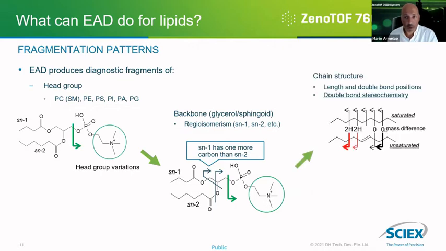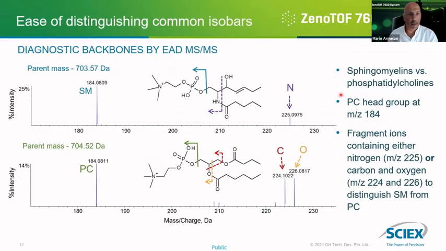Ideally, at the end, we would like to be able to fragment the fatty acid in order to determine the double bond positions and ultimately determine the stereochemistry of that double bond, whether it's cis or trans. So starting from the first example, differentiating a sphingomyelin backbone from a glycerol backbone, you can see here we have the head group.